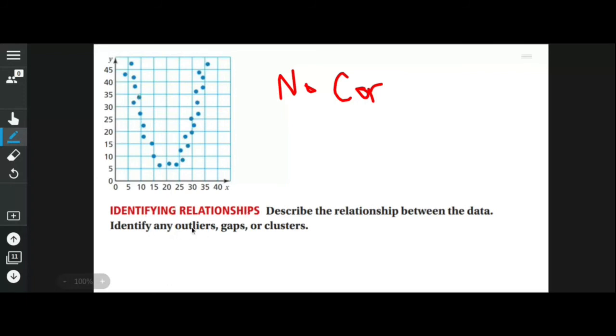Do I have any outliers? Is there a point here that doesn't kind of follow along what's going on? No, they all are following along the same curve-looking thing. Are there any gaps? As I move along the curve-looking thing, is there like a big space missing? No. Are there any clusters? Is there a chunk of dots really close together? No. So the only thing I really care about here is the fact that it's a no correlation. Okay? Pretty easy.